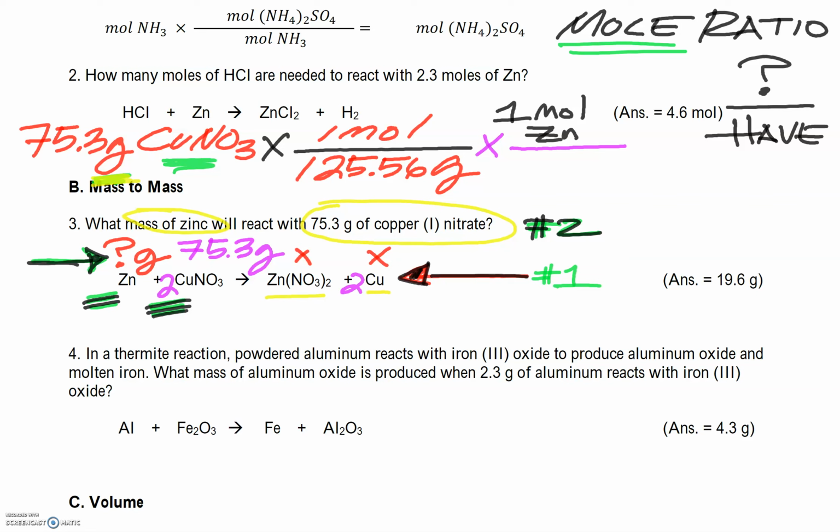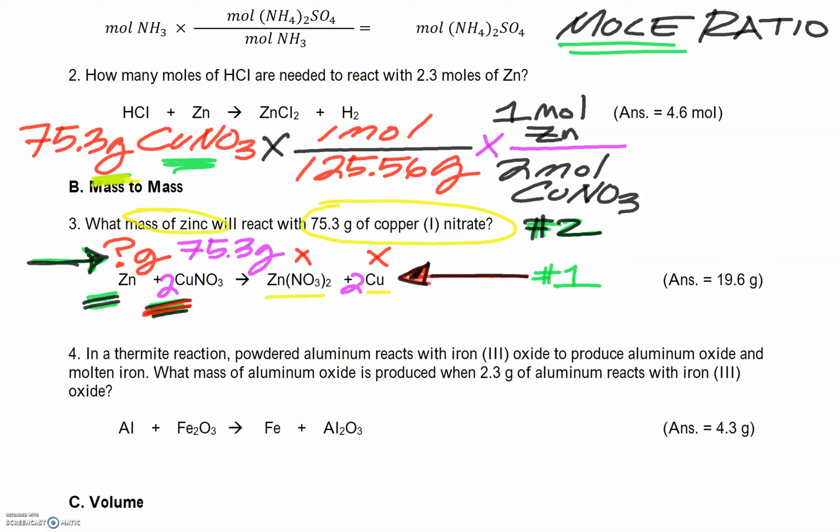So 1 mole of zinc, and then on the bottom, it's what do I have? So what do we have? We have right here, we have 2 moles of CuNO3. So we're going to put that on the bottom. So that's just going to be 2 moles CuNO3. Now you're going to have more space, and you kind of spread this out. I'm kind of stacking them a little bit. Going to give us a little more space here.